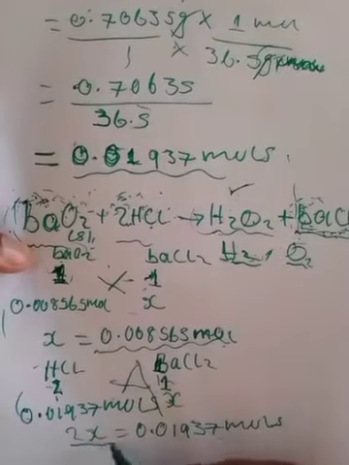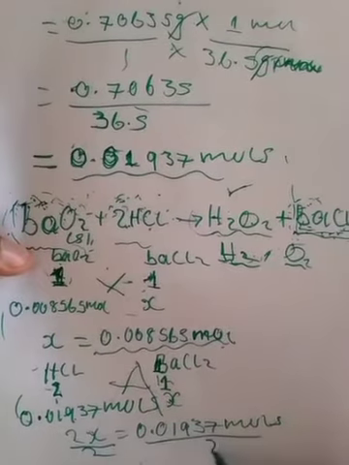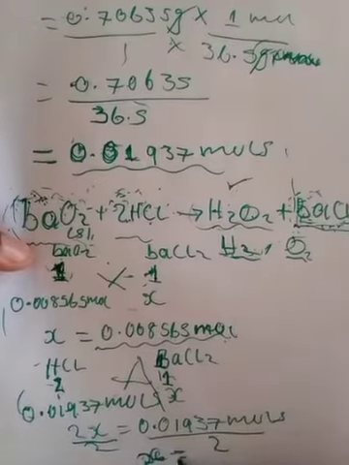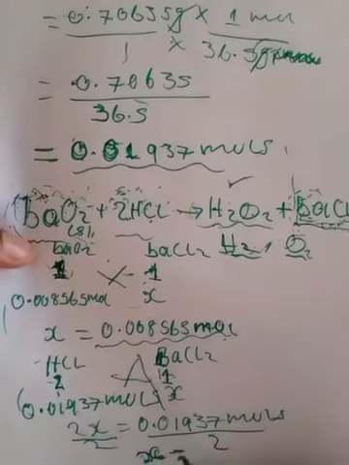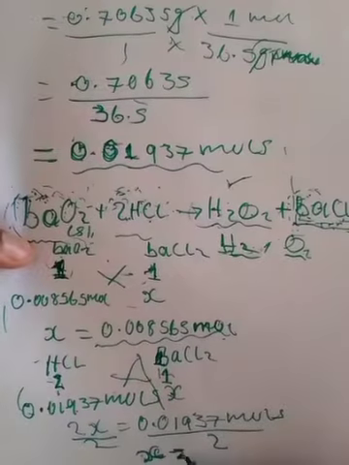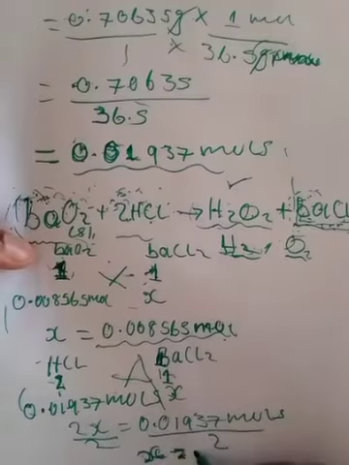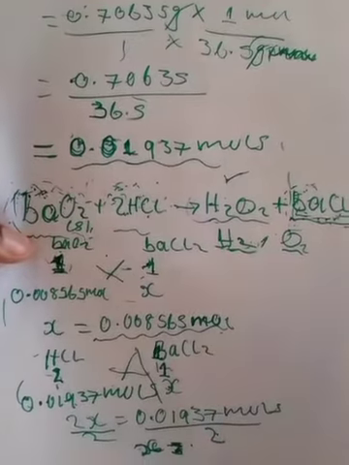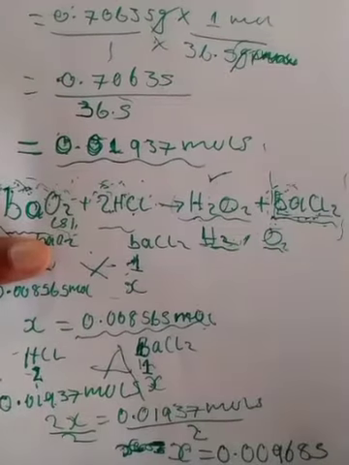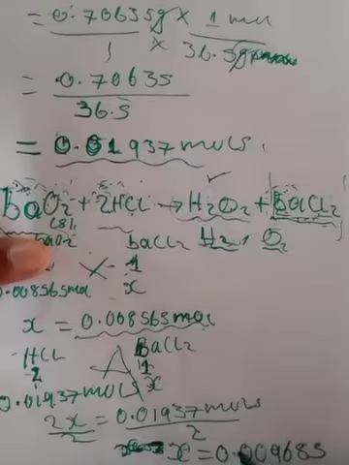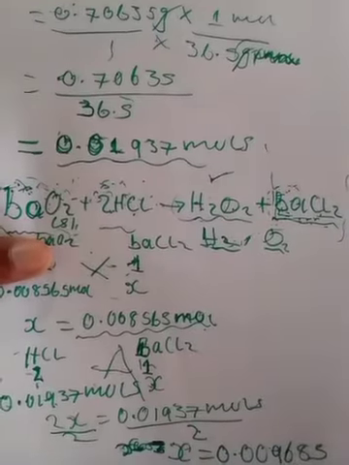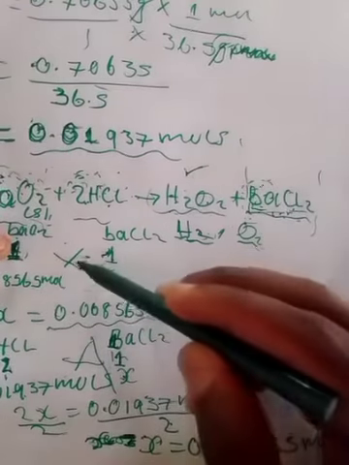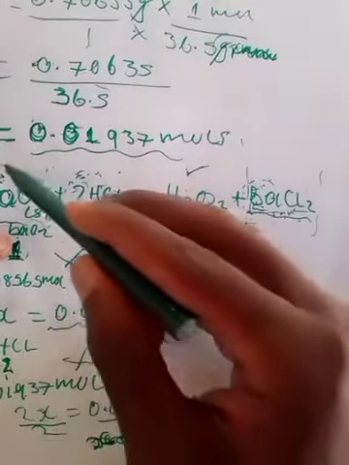Okay, then now you divide by 2. I'll show you another way, which is a shortcut. You're just going to divide this into this, and it is going to give you 0.0096 moles.